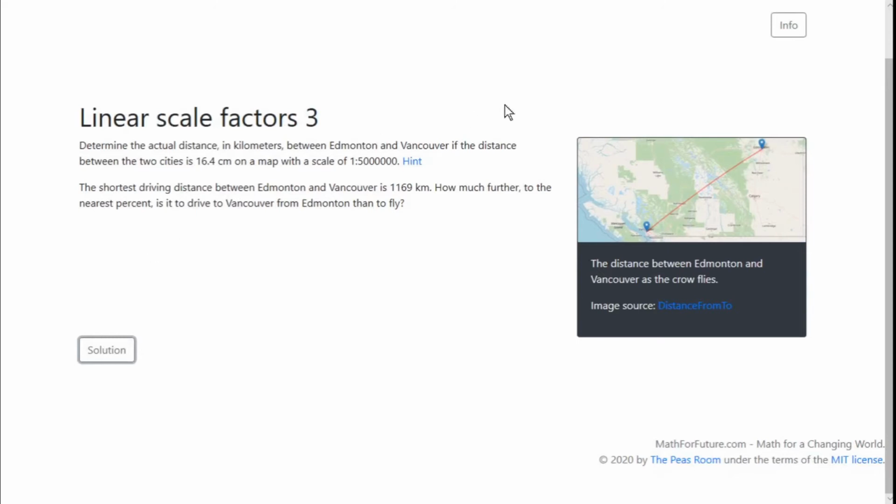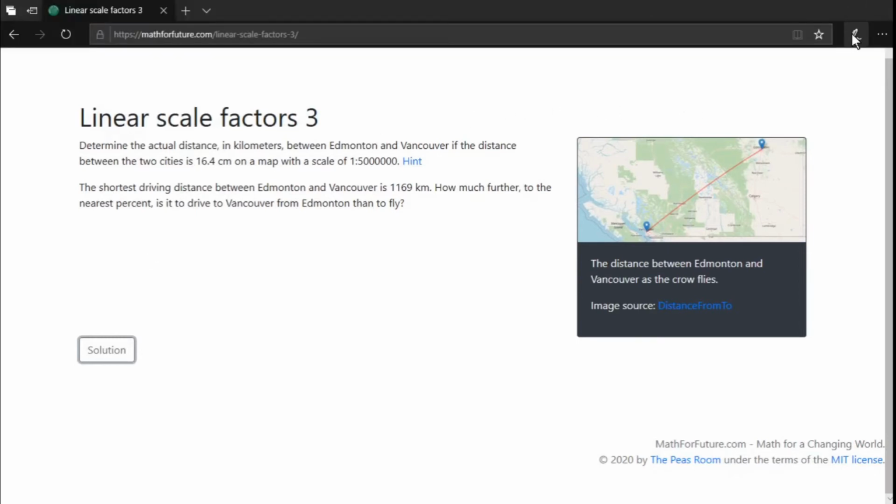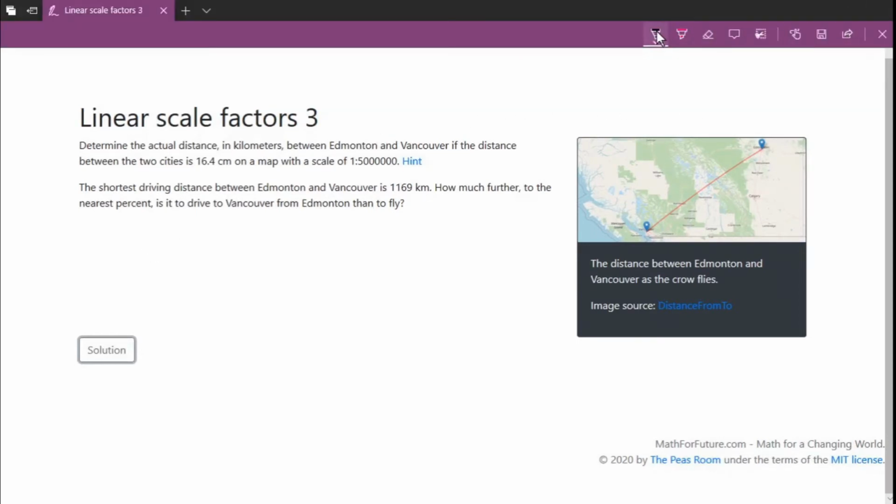what we're going to be doing is using the linear scale factor because it's a distance. So the formula for the linear scale factor equals the new dimension divided by the old dimension. In this context, the new dimension is going to be the distance on the map, and the old dimension is the original distance, so we can say the actual distance.